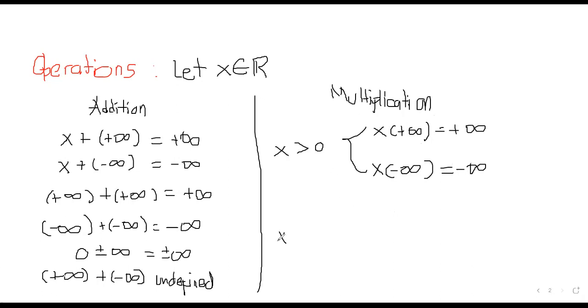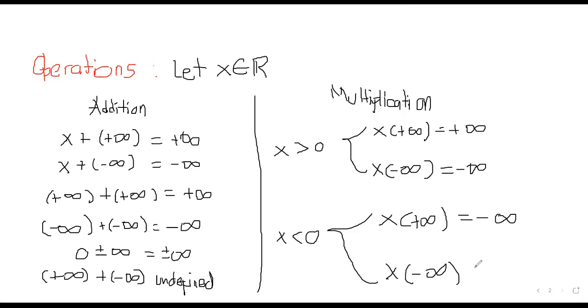What if our x is negative? A negative x multiplied by positive infinity is like negative times positive, so it becomes negative infinity. And x times negative infinity is like negative times negative, so it becomes positive infinity.